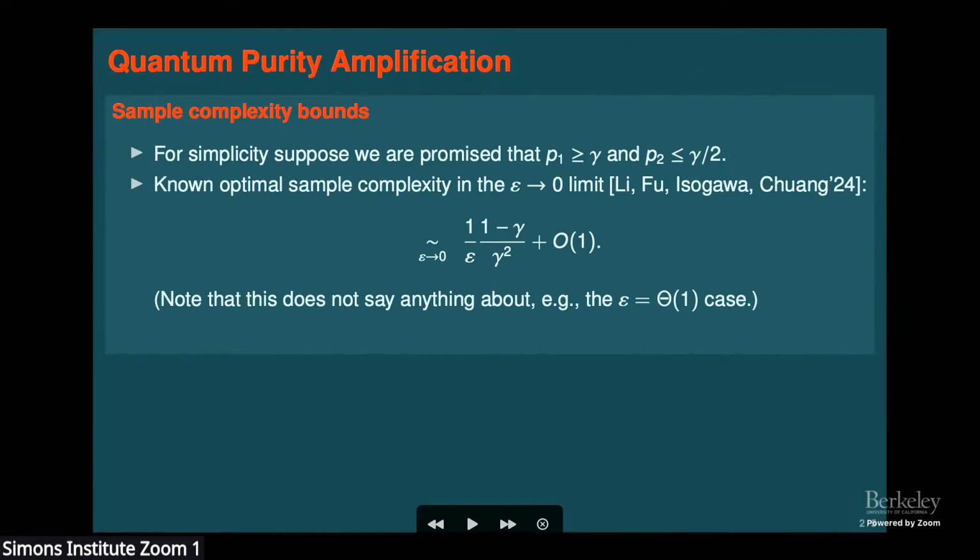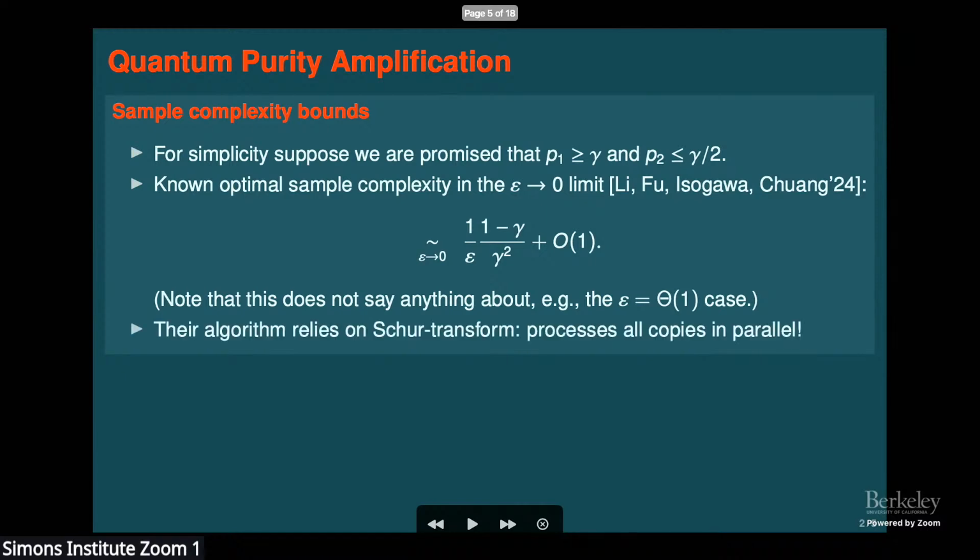And so the known optimal sample complexity, when the desired precision tends to 0, is given by the paper of the same title, Optimal Quantum Purity Amplification, by Li, Fu, Isogawa, and Shuang from last year. And the optimal sample complexity is 1 over epsilon times (1 minus gamma) over gamma squared, plus a constant. But this is an asymptotic result. It holds in the epsilon tends to 0 regime, meaning that in particular it doesn't say anything about what happens when the error is constant, say, or something like that.